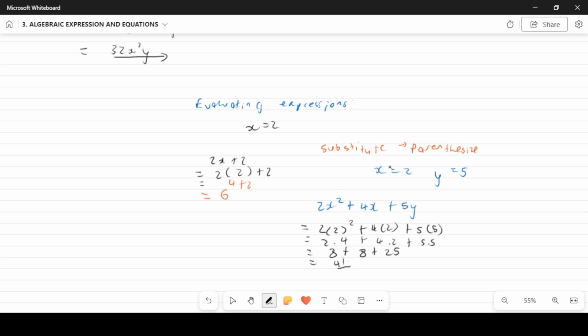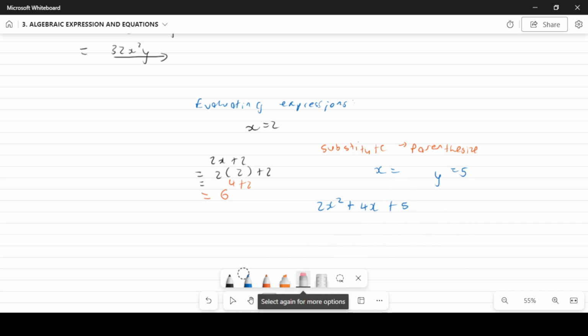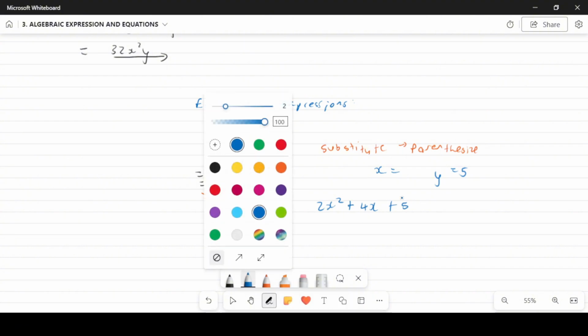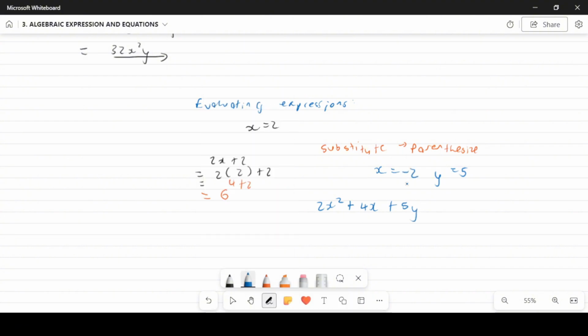So that's how we evaluate. You just need to remember that whenever you are substituting, you must parenthesize. Always. Because sometimes this could have been a minus sign. So let's change this entire question. Let's say that you were given minus 2 for 5y, and let's say you had a minus sign here and you had minus 4x. How would you do this example?